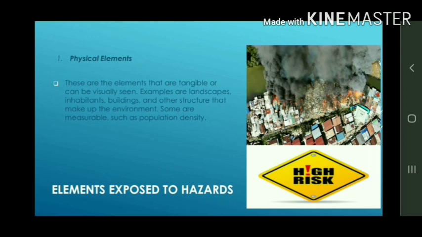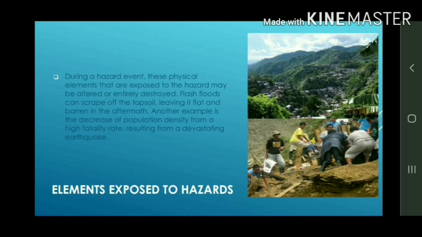So, disaster is a phenomenon that can cause damage to physical elements, such as buildings, infrastructures, including people, and their properties. Therefore, we can say that physical elements are the most visible and quantifiable effects of disasters. During a hazard event, these physical elements that are exposed to the hazard may be altered or entirely destroyed.